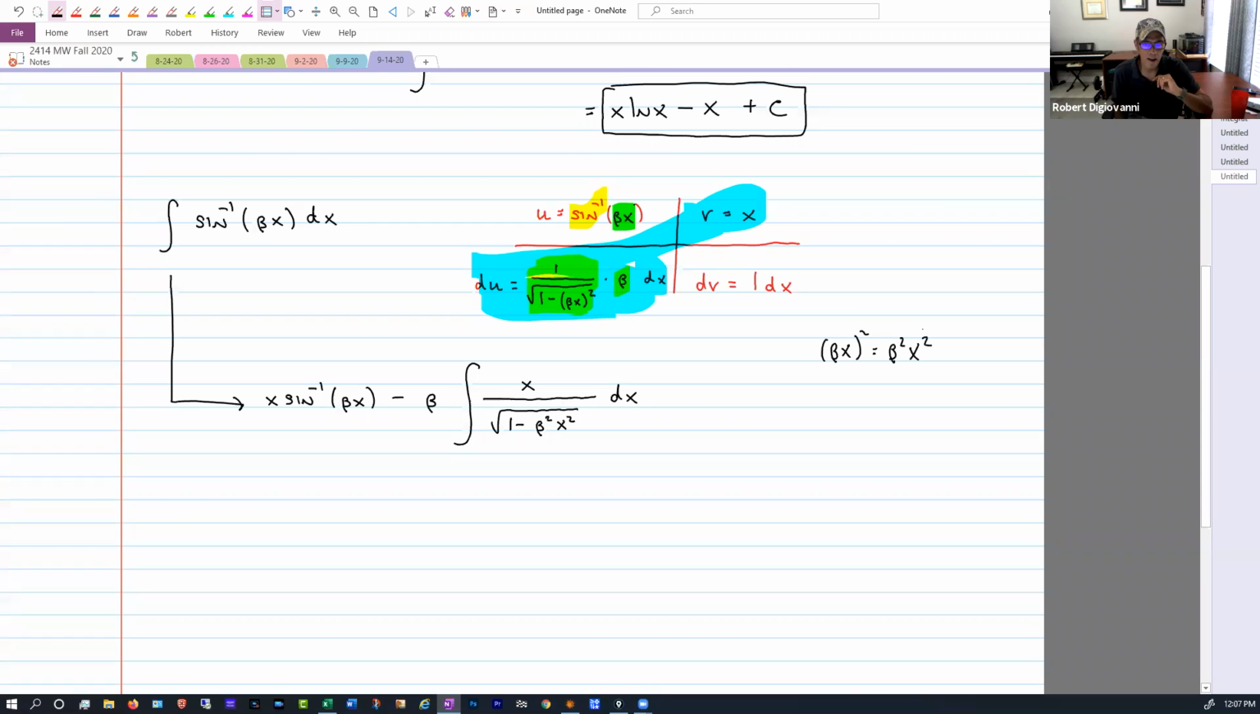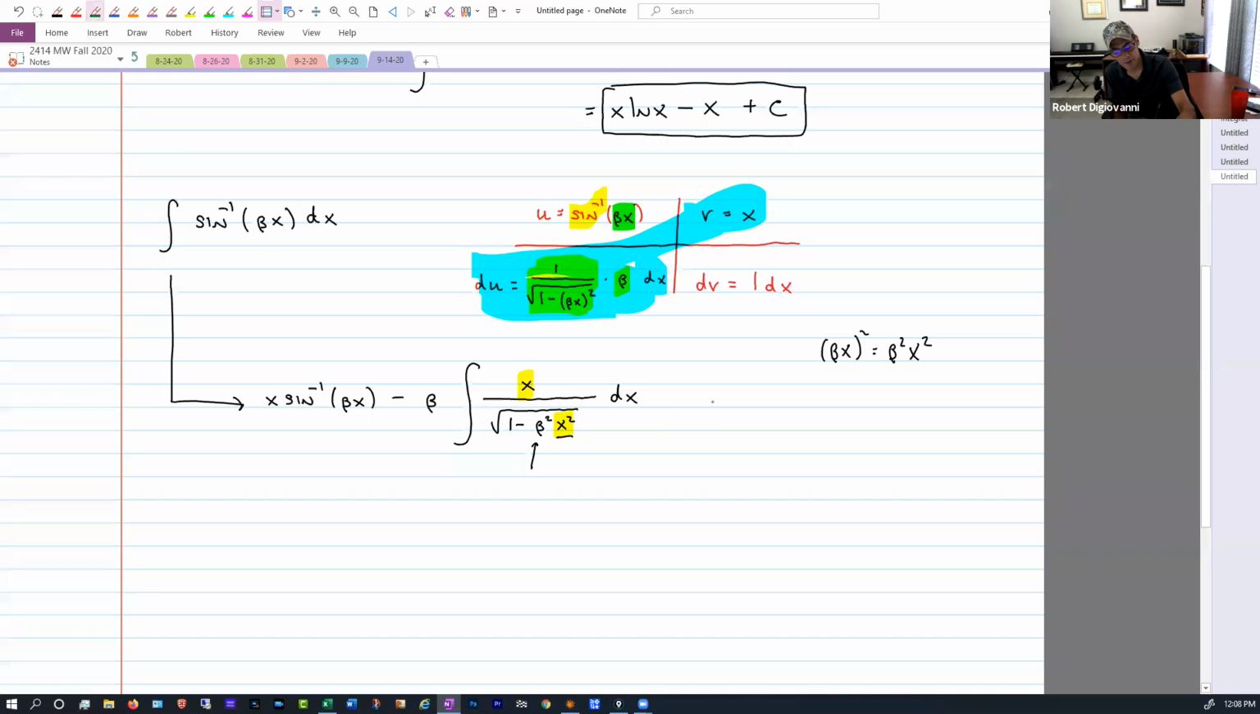Now, remember, beta squared is a constant, so you have a constant sitting in front of x squared. If you do it that way, I think it's easier to see a u substitution, because you've got something squared. The derivative of x squared is 2x, and you actually have x up there, so you're off by a constant. You're off by 2. Do y'all see that?